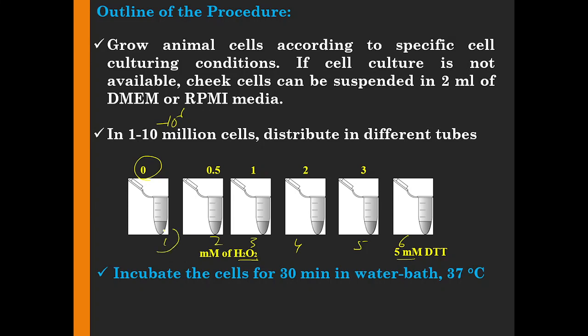So the first tube will work as a control, in the sense that there will be no DNA fragmentation, to see whether the stress from the hydrogen peroxide you are giving the cells promotes DNA fragmentation or not. And then we use DTT, and one can compare dithiothreitol, which is basically a reducing agent, with the hydrogen peroxide. So incubate these cells which you have collected and grown in a water bath for 30 minutes at 37 degrees Celsius with these components added.